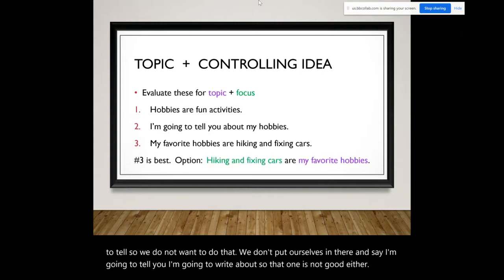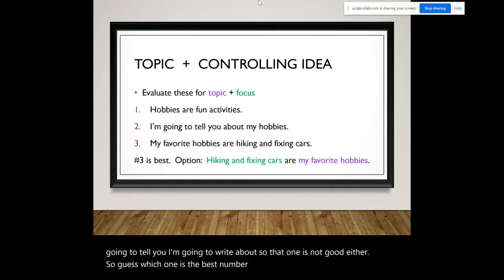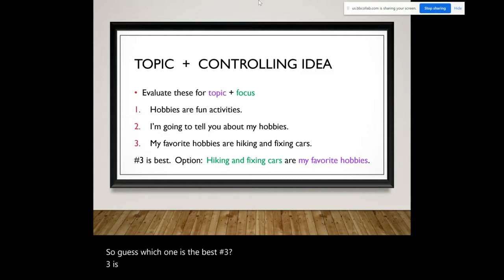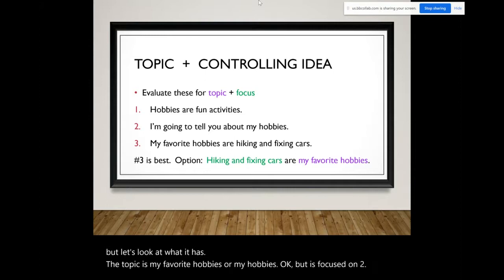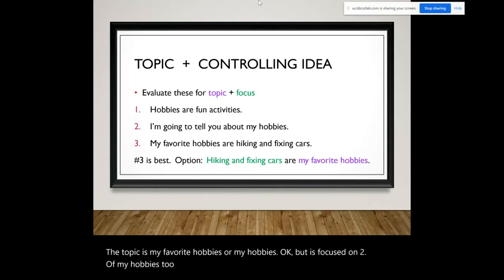So guess which one is the best? Number 3, the last one. Number 3 is the best topic sentence. It's still very simple. It's not long or complicated, but let's look at what it has. The topic is my favorite hobbies, or my hobbies. But it's focused on 2 of my hobbies, hiking and fixing cars. So my favorite hobbies is the topic. Hiking and fixing cars is the focus.